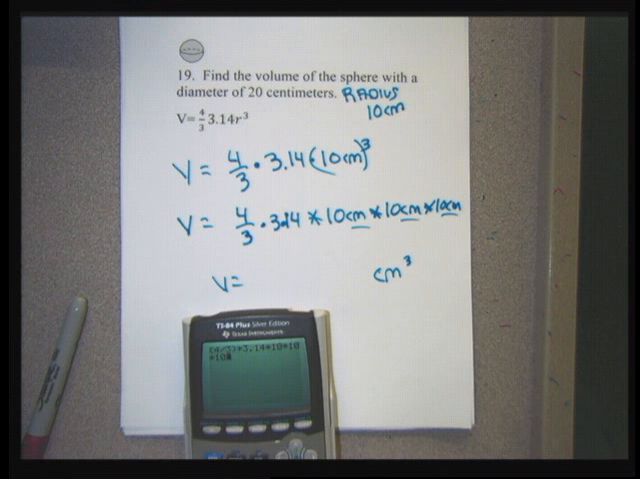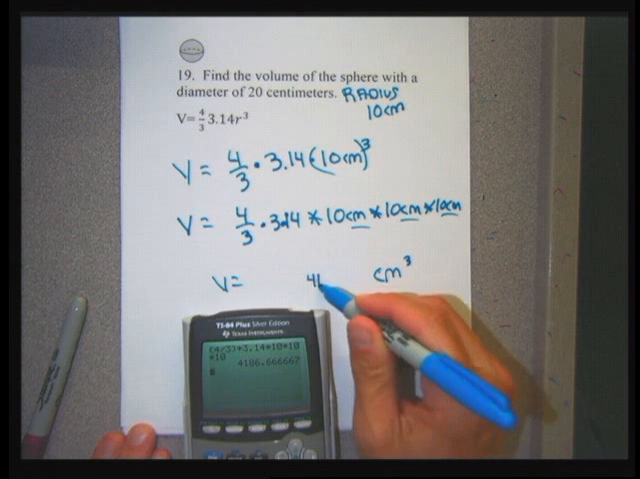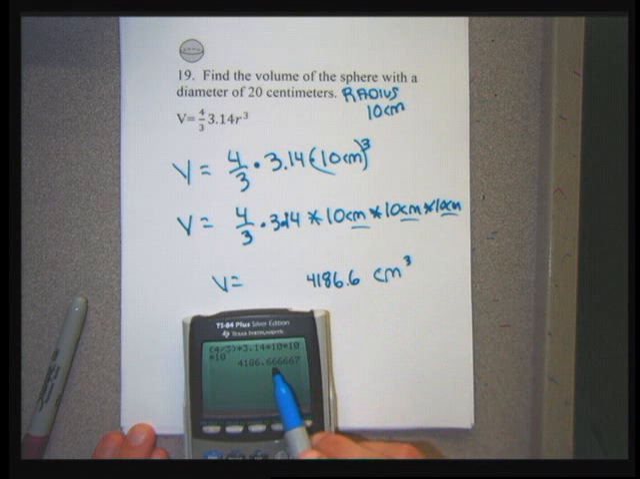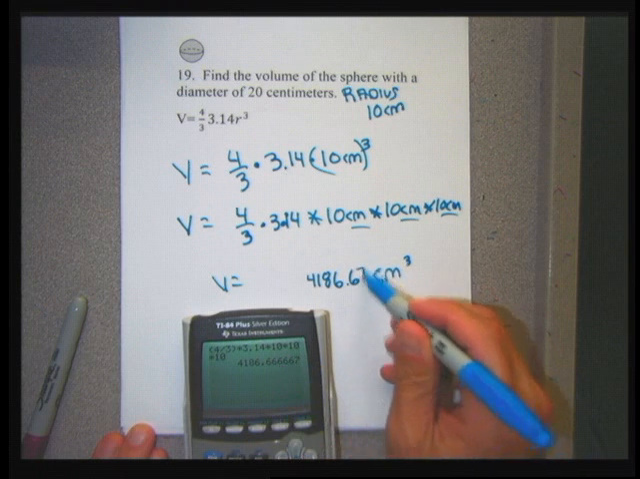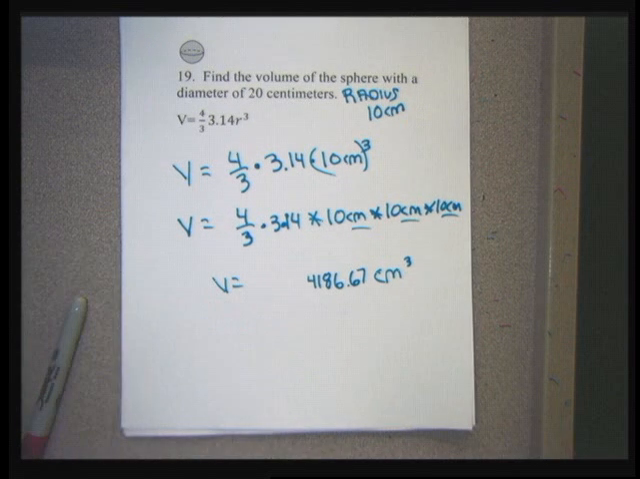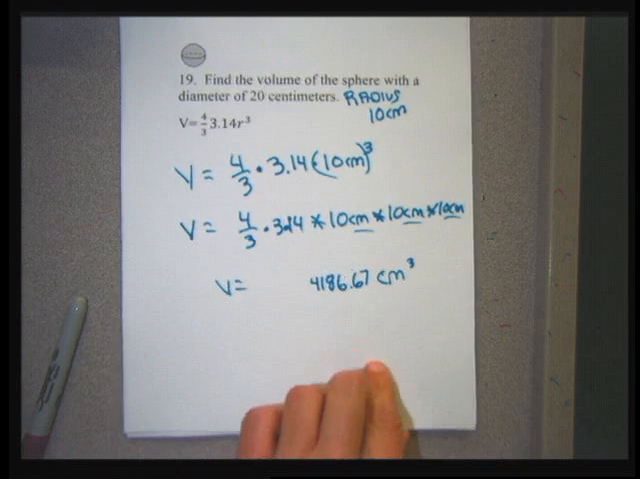And when I do this and hit enter, I have to round this, and I'm going to get 4186.6. The number in the second decimal position is a 6. It needs to be rounded up to a 7 because the number in the third position is 5 or bigger. It's a 6, so I need to round up. So 4186.67 is where I need to be for the volume of that particular sphere.